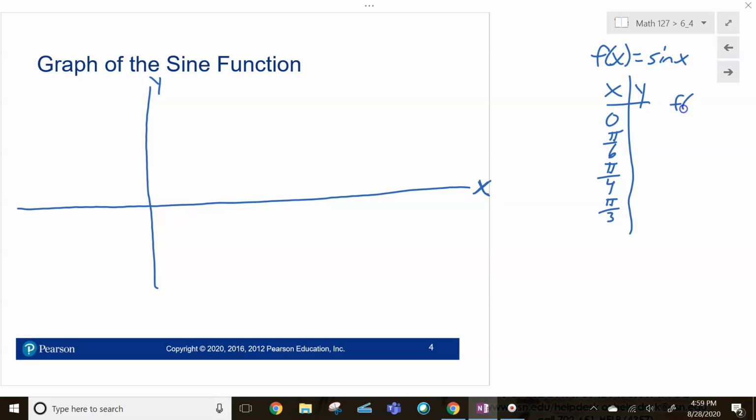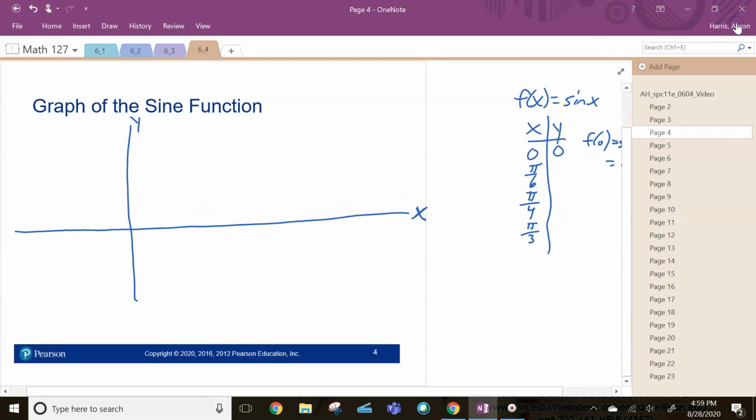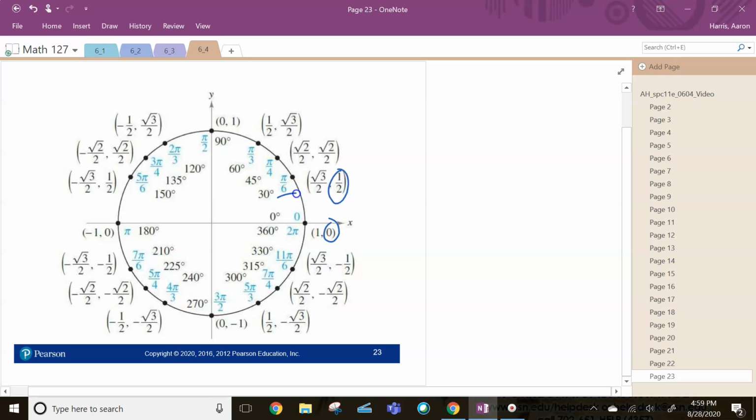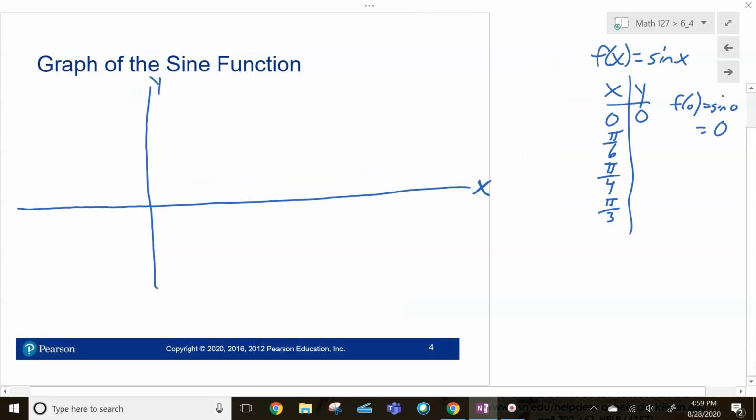So we say, all right, what's f of 0? In other words, what's the sine at 0? We look on our unit circle and the y value there is 0. Then we look at pi sixths on our unit circle. Now we take the sine of pi sixths, and I see that it's a half. So I have the point with pi sixths as my input and 1/2 as my output.